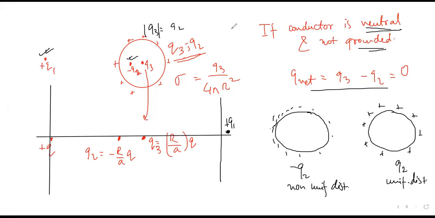ओके सर. Q1 and minus Q2 appeared because of each other on that grounded conductor. If I remove the grounding, if I remove the charge Q2 and Q1 and I just place Q3, it will obviously get uniformly distributed.